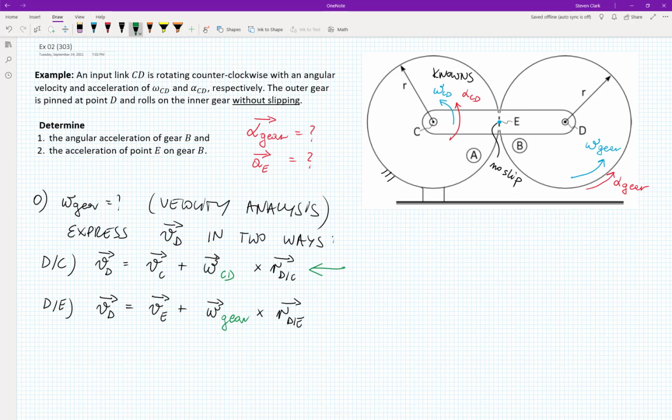And we used omega gear in here because points D and E, so these points, D and E, they belong to the gear. So we are going to use omega of the gear. Do you see that? Yeah, okay.